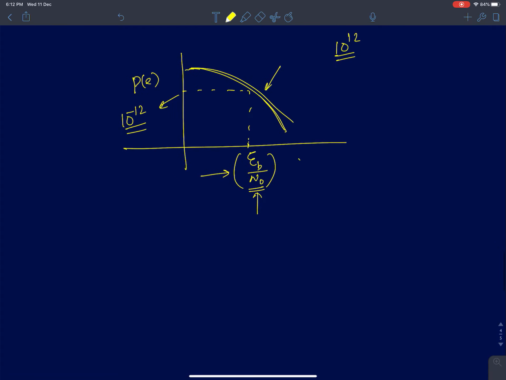Now this EB by N0, if you have learned digital communications, comes from the simple mathematical model of the channel as Y equals X plus N.